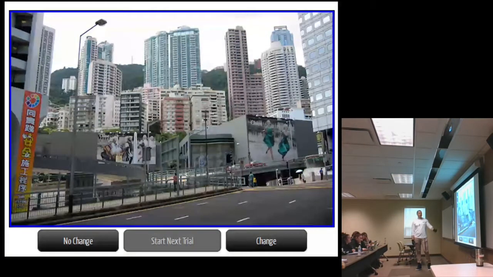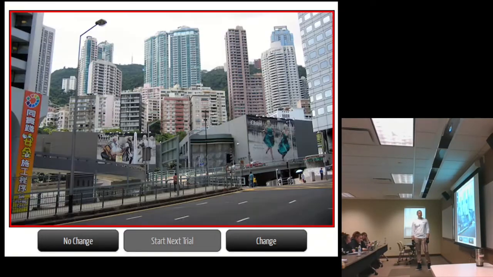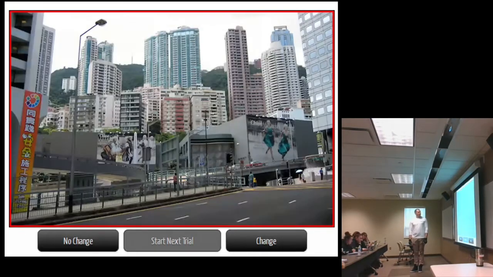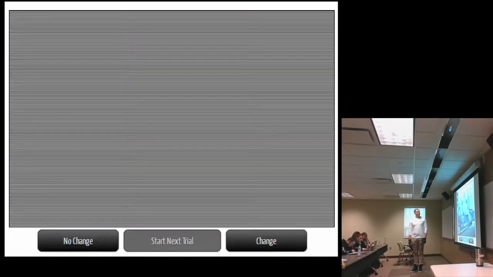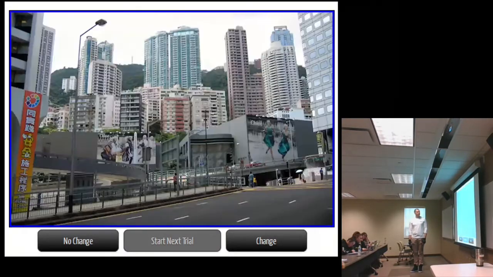So you would have your image here. Gray boxes would pop up. There's your second image there. And you have to determine, is there a change or is there no change? And is there a change or is there no change? I believe this one is no change.